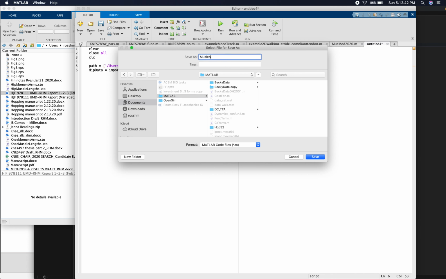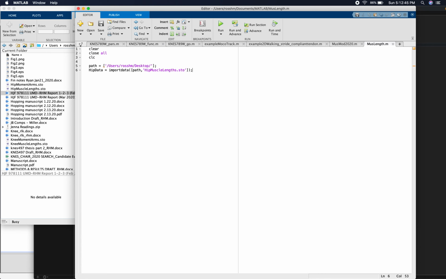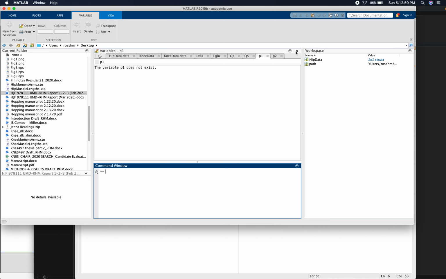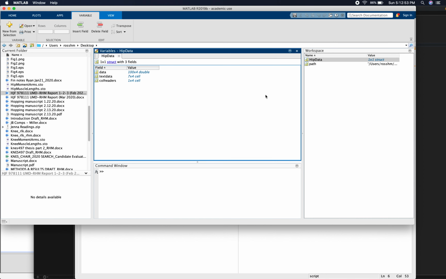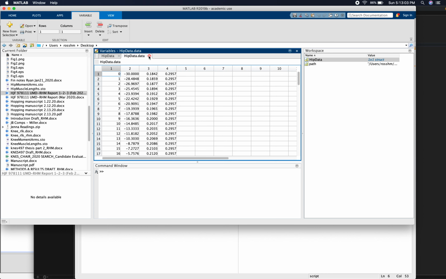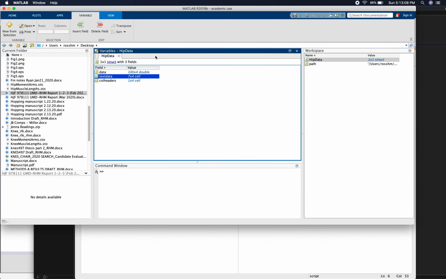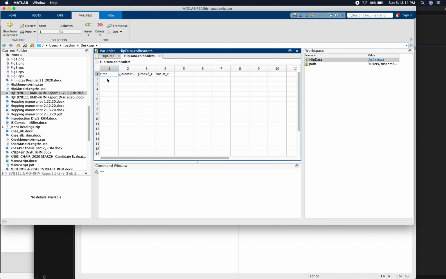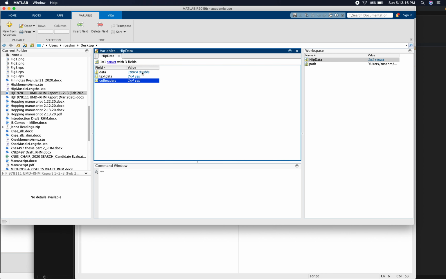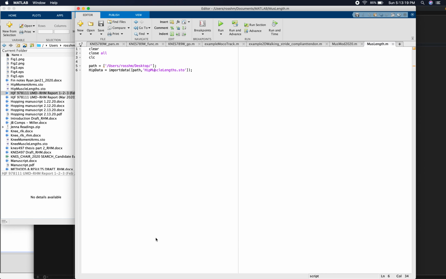I'll just call it muslength.m. And no noises, so hopefully it was happy here. And there is my hip data. Import data here loads in that whole file and splits it up into the different parts that it recognized. So it grabbed my data there, and then it also probably grabbed my header information, which I don't really need, and then my column headers here, which I also don't really need, but it can remind me what's in each one of these columns in my data if I forgot or if I need that information for whatever reason.